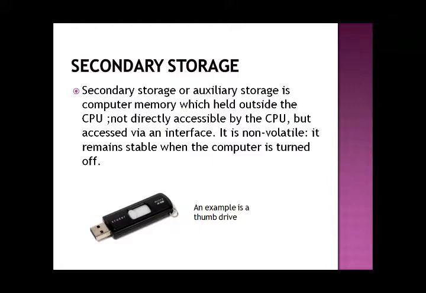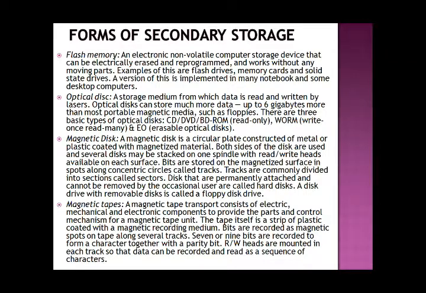So now we're going to start off with defining secondary storage. Secondary storage, or auxiliary storage, is computer memory which is held outside the CPU. So it's not directly accessible by the CPU but accessed via an interface. It is non-volatile. It remains stable when the computer is turned off. An example is a thumb drive. So the forms of secondary storage are flash memory, optical disk, magnetic disk, and magnetic tapes.